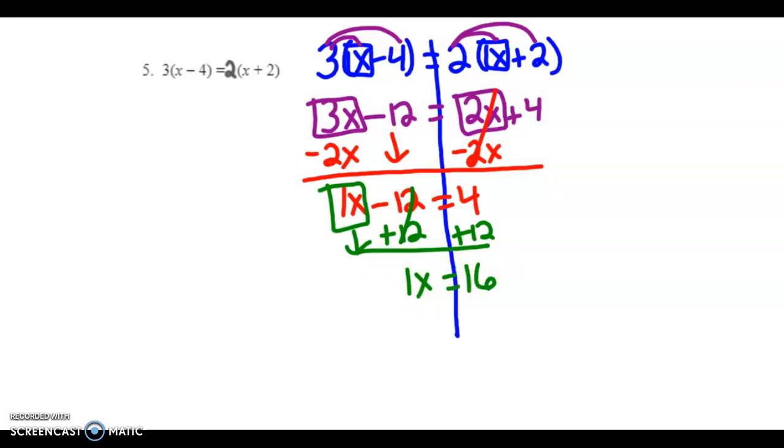1x equals 16. Now, if the 1 in front of the x bothers you, if you want the x to be completely by itself, you can divide each side by 1. And that would cancel, leaving you with x equals 16. But anytime you see an x, there's actually a 1 hidden in front of there, whether you see it or not. So you could have stopped this step here, or you could have kept going, but x equals 16.